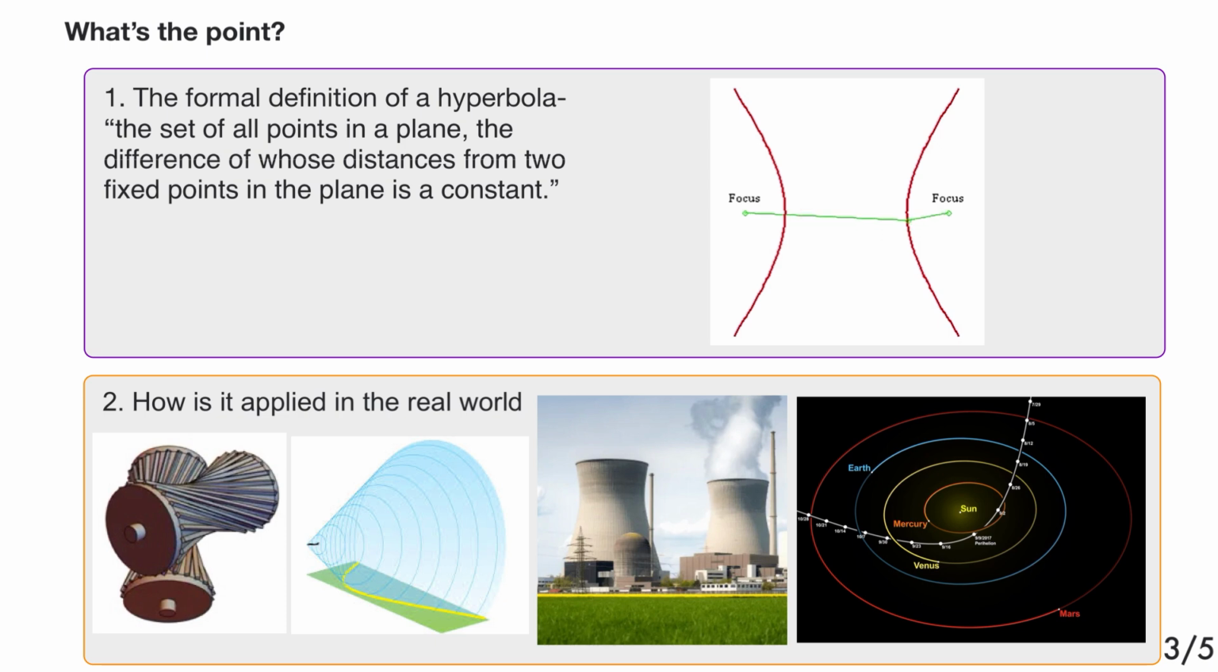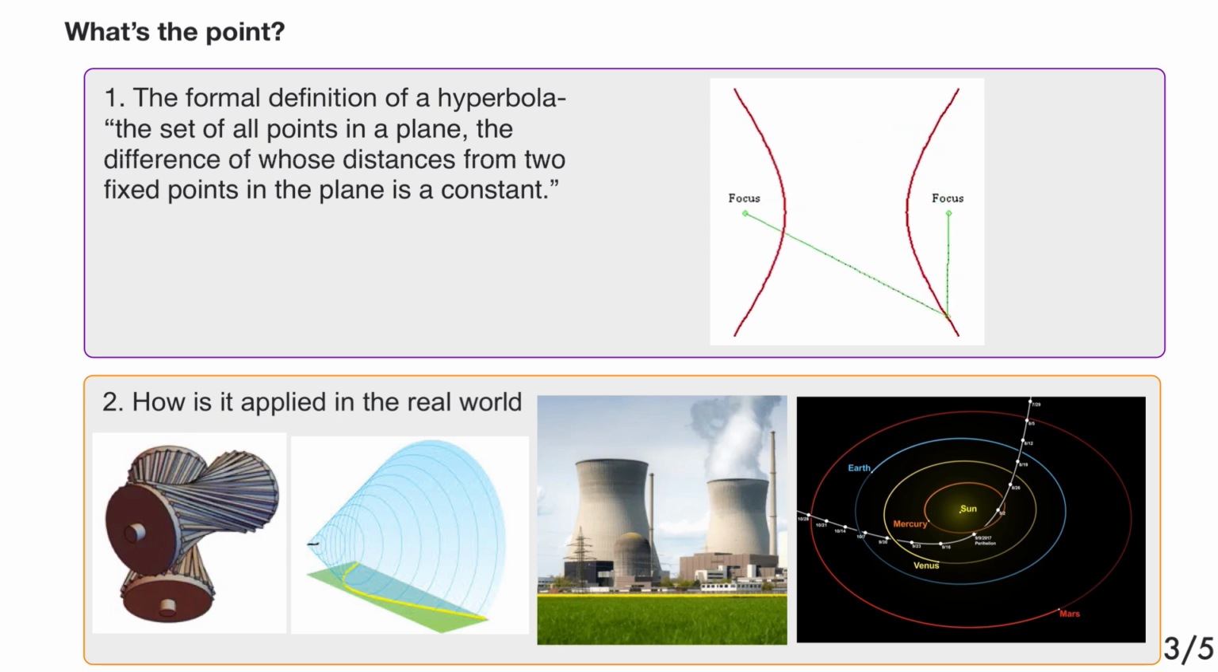Next, if you have stacks for dissipating steam from, say, a power plant of some sort, the shape of the buildings is actually a hyperbolic shape. It maintains the structural stability while also minimizing the actual need for materials.